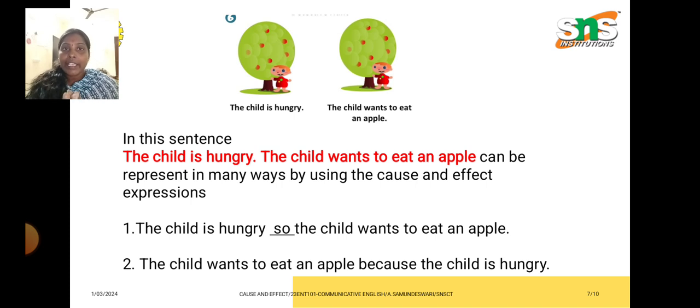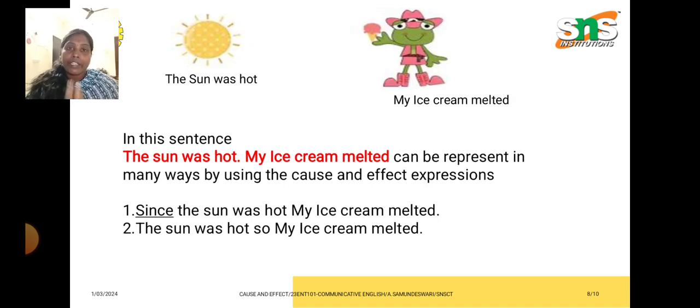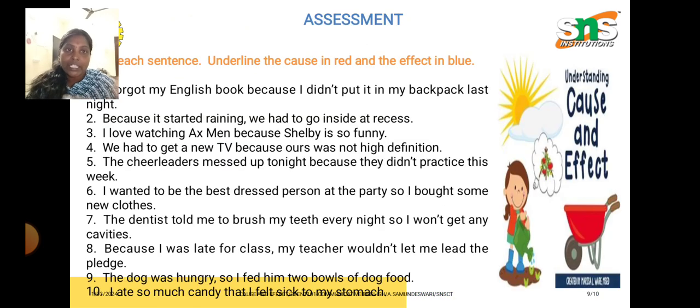So in this case, you can construct more number of cause and effect expressions. And here also we have another example. The sun was hot, my ice cream melted. Since the sun was hot, my ice cream melted. My ice cream melted because the sun was hot. So like this you can construct a sentence. And also people can make a sentence by using the cause and effect expressions on their own. So in some cases they might ask you to write a sentence of your own.